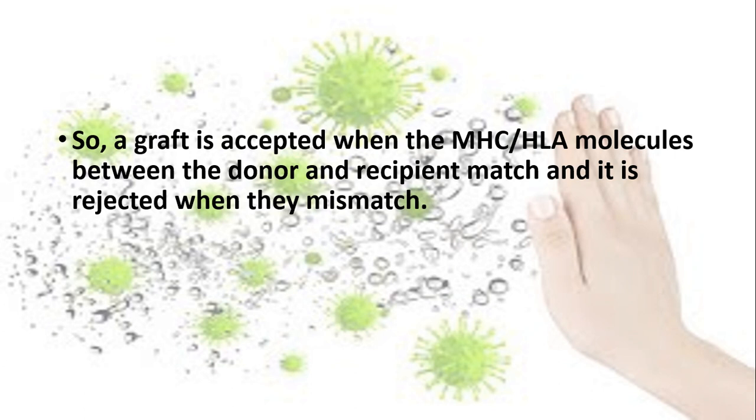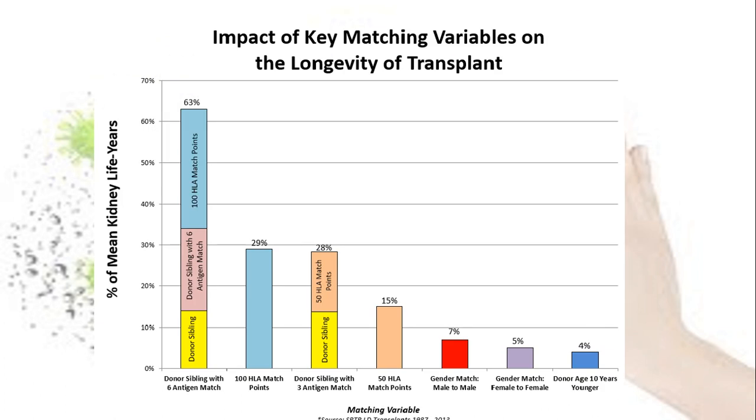So returning back to what makes a graft accepted or rejected, we are supposed to know that when a graft is accepted, it is usually accepted due to the matching between the HLA markers of the donor with those of the recipient, which leads us to know that when these HLA between the donor and the recipient mismatch or are not matching, this is gonna lead to the rejection of the graft.